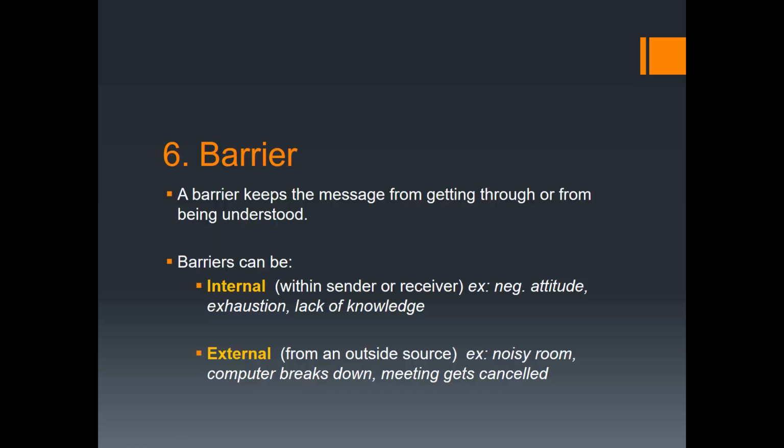Barriers. That's number 6 in the 7-step communication process. Now, a barrier keeps the message from getting through or from being understood. Barriers can be internal or external. So an internal barrier would be a barrier that is within the sender or receiver. For example, a negative attitude. Maybe the individual has worked all day long and they're exhausted. That can be a barrier to communication. Okay? Or lack of knowledge on the topic can be a barrier to communication.